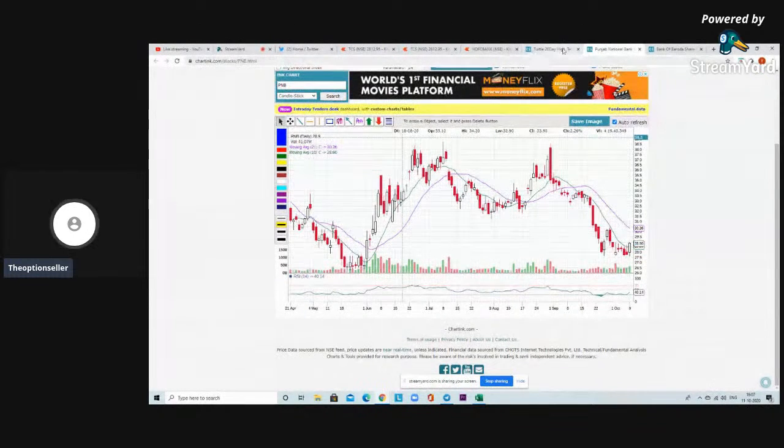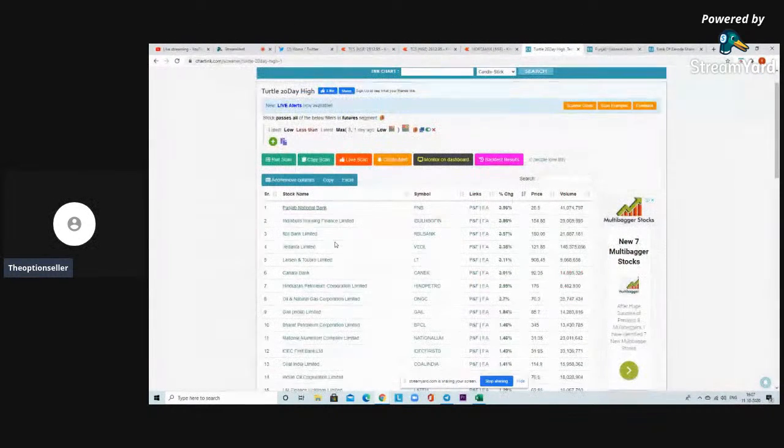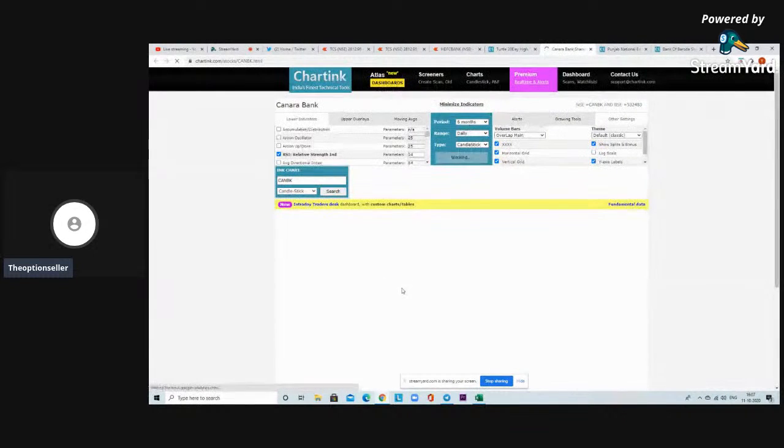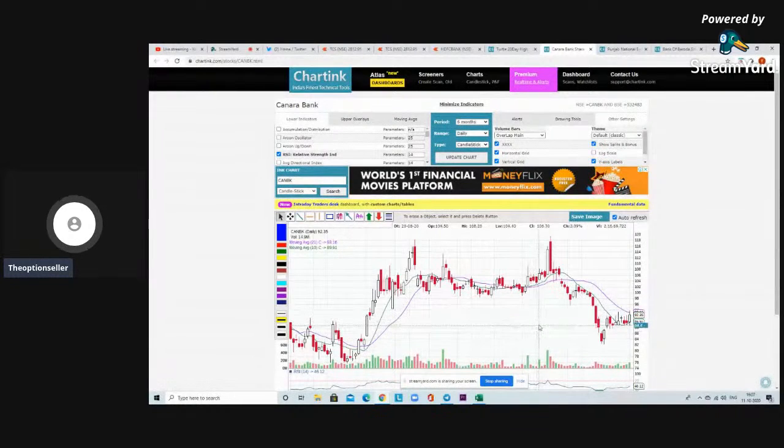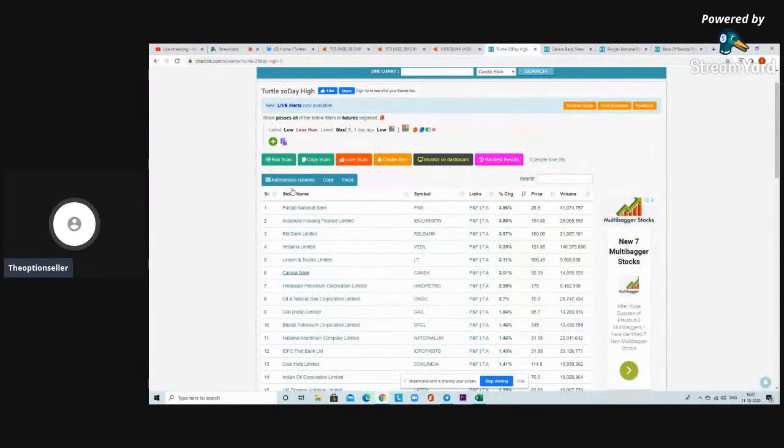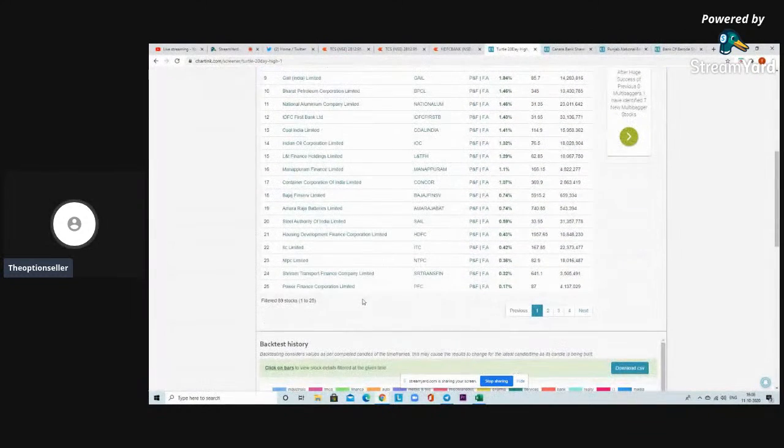If I look at some other example, let's look at Canara Bank. All of these stocks actually broke the last 3 days lows, and then they ended up at a high. But as far as the scanner is concerned, it is still showing both. It will show it in low broken as well as high broken. I'm just looking for some stock. For example, let's look at this.